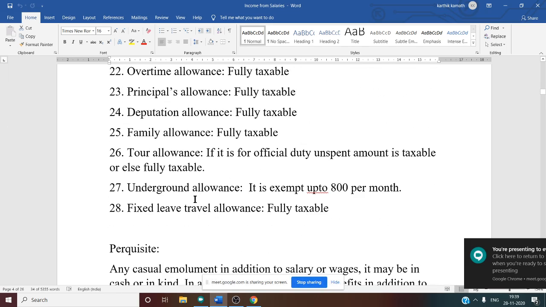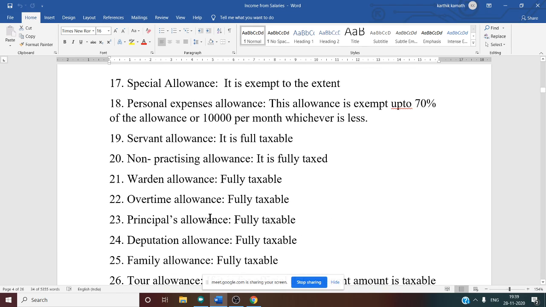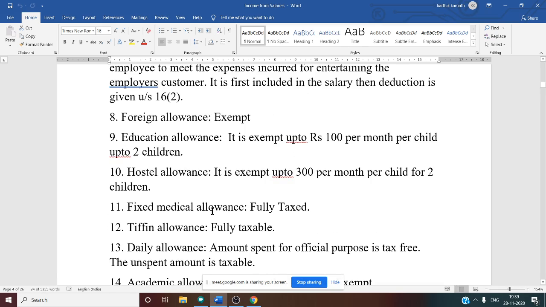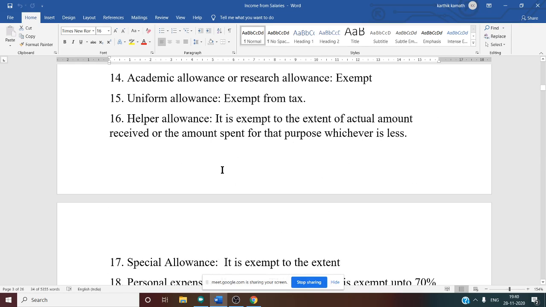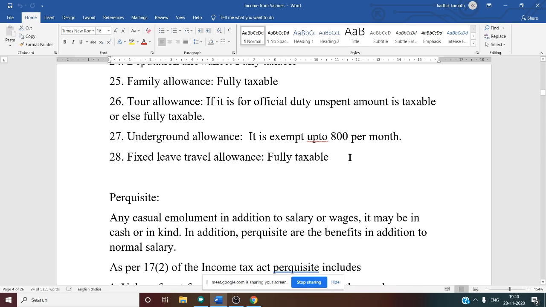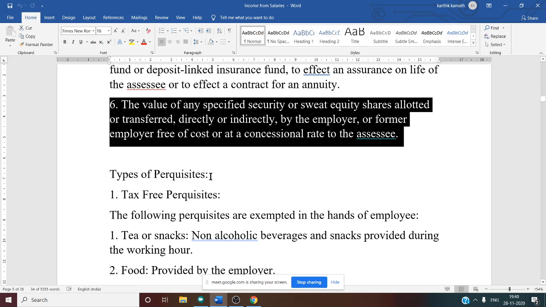So before perquisite we discussed all the allowances. These are the rules, you just need to know. All these things you have to read once, because in the problem some of the allowances will be asked, 16 mark problem, and perquisite I have already told, a separate problem will come for 8 marks.